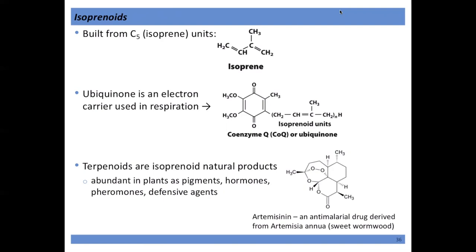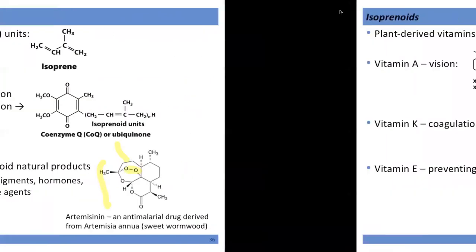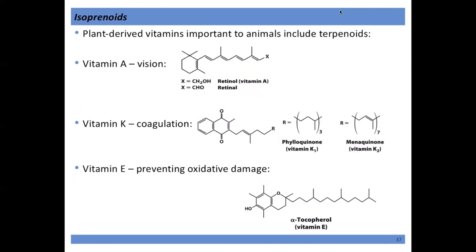But like I mentioned, plants do some incredible things with this isoprene unit, forming what are known as terpenoids. And here's one of them, which is actually found in sweet wormwood and is a new drug to treat malaria. And it's a really interesting molecule. You've got this peroxide linkage here. But terpenoids are found in all sorts of interesting molecules.